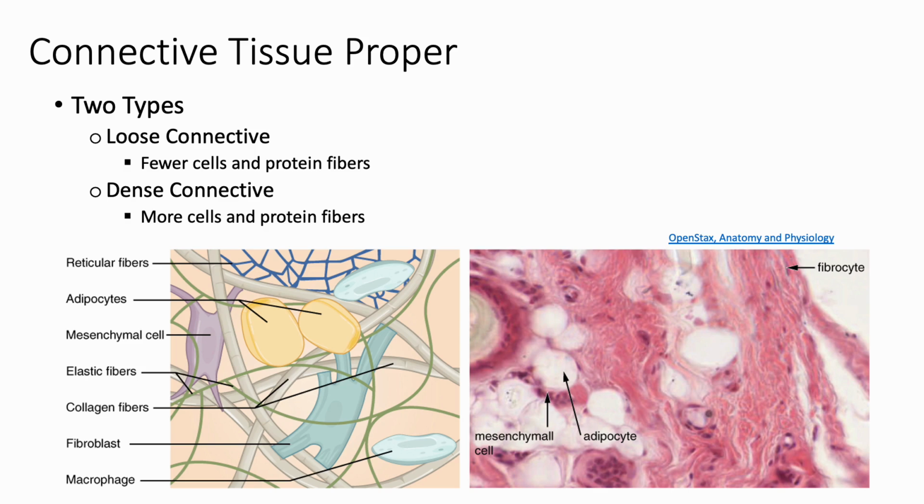So we have different types of protein fibers. We've talked about collagen, we talked about reticular fibers, we talked about elastic fibers. We've talked about cells that store lipids, the adipocytes. We've talked about fibroblast cells, which are the cells that are going to produce these protein fibers in our extracellular matrix.